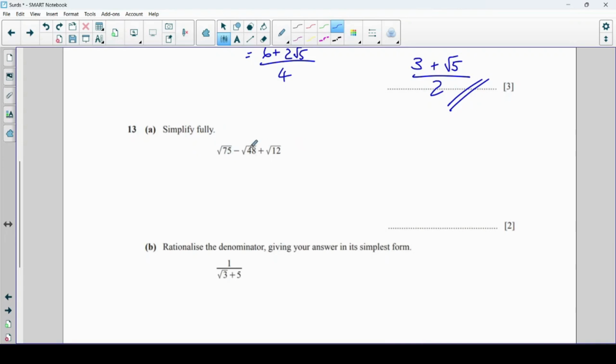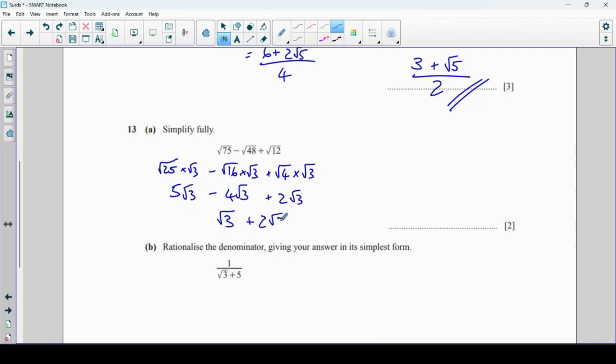Again, we're simplifying, so we're looking for square numbers going into each of these. The biggest one I can think of that goes into 75 is 25, so I'm going to write root 25 times root 3. Presumably root 3 is going to go into all of these. Now if I divide this one by 3, I get 16, so that's root 16 times root 3. And this one is root 4 times root 3. Root 25 is 5, so the first one is 5 root 3 minus 4 root 3 plus 2 root 3. 5 root 3 minus 4 root 3 is just 1 root 3. And root 3 plus 2 root 3 is 3 root 3.